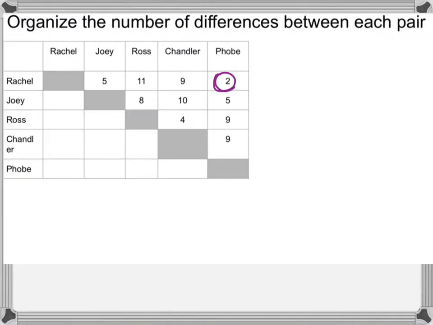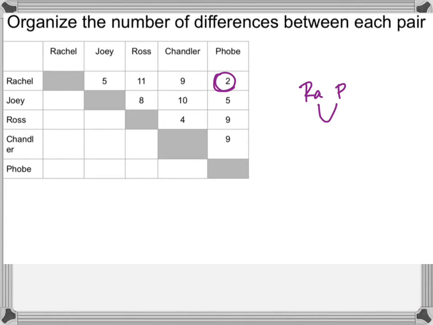So this is almost like a comparison tree. You can see where they're compared with each other, and then you're quantifying the number of differences between each pair. And you can see I've circled the number 2 because that means there's very few differences between Phoebe and Rachel. So I'm going to put them on a branch together and go from there.